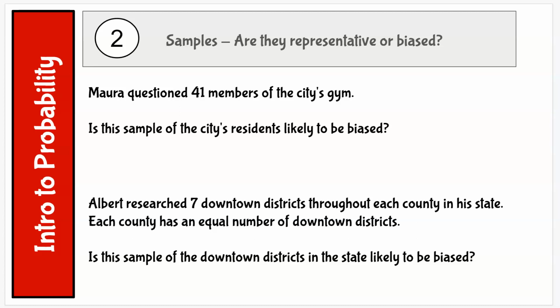And on this one, you might think, oh no, that's not biased. There is an equal number of downtown districts. But if we were looking at the total of the people in his state, then that would still be biased. We would only be sampling the local downtown districts. That's like if we said, okay, I'm only going to ask the people in Oklahoma City and Tulsa what they think about this, and we exclude the rest of Oklahoma. So that is still a biased sample.